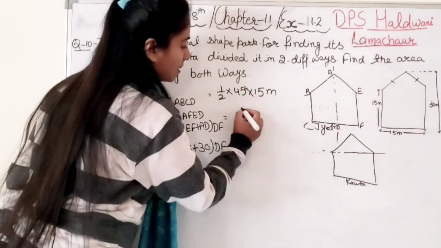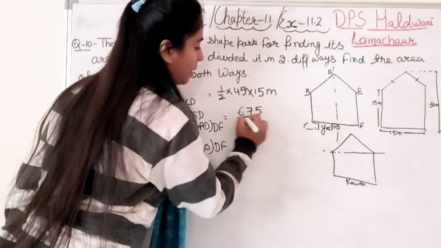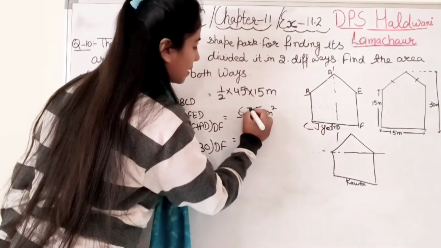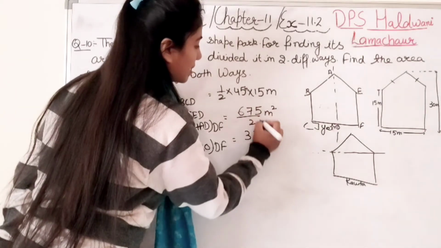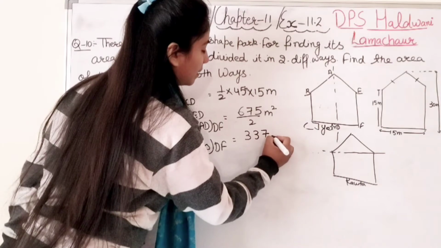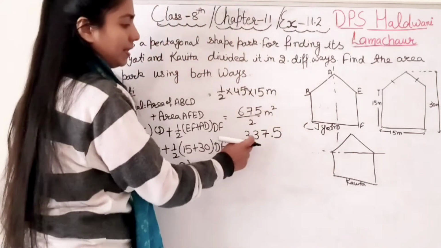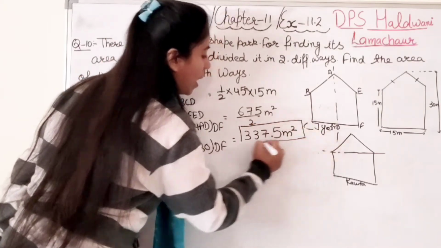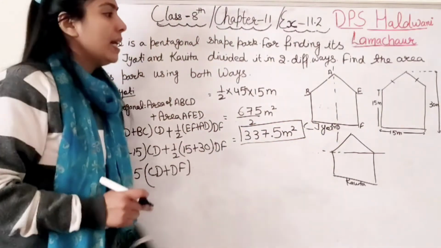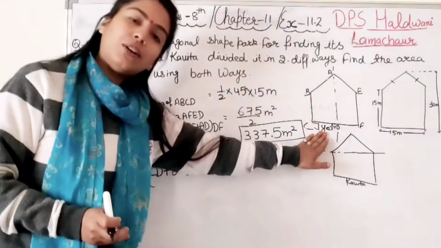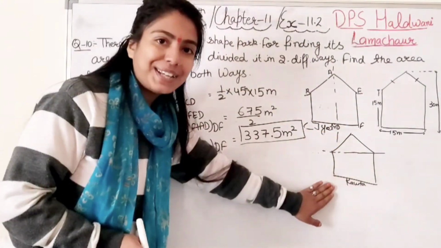45 into 15 is 675 divided by 2 meters square. So when we divide, 2 3s are 6, 2 7s are 14 and 2 5s are 10. So 337.5 meters square is the area of this pentagonal field as per Jyoti's diagram. Right, student? Very simple. Now let's start with Kavita's diagram.